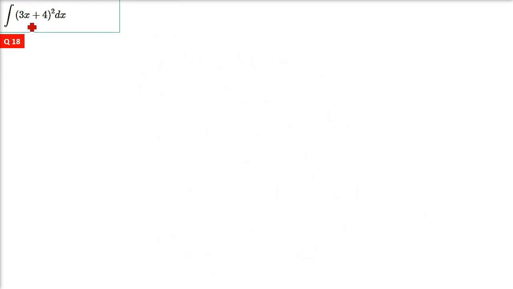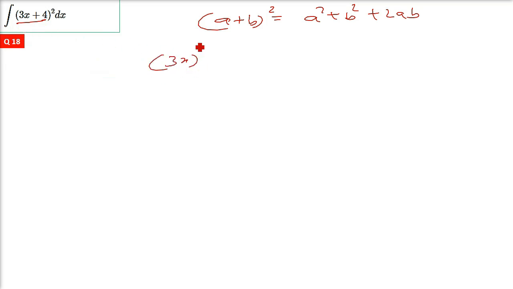Now the next one. This is a very, very straightforward question because it just needs one formula, a plus b whole square, and integration of x raised n, which you are aware of now. So a square plus b square plus 2ab. A is 3x, b is 4. So I'm just squaring it: you have 9x square plus 16 plus 2 times 3x times 4, which is 24x.